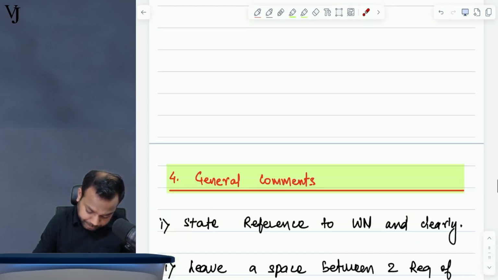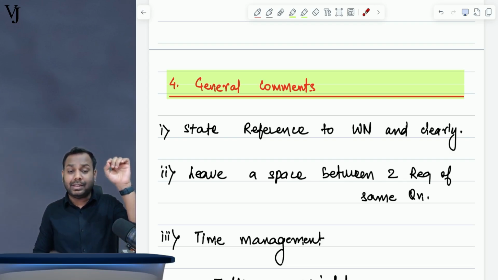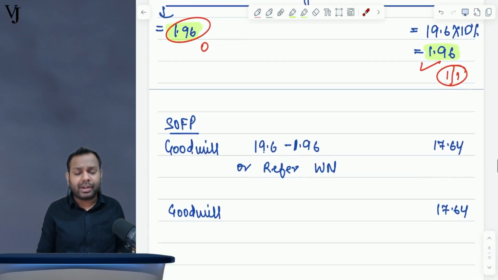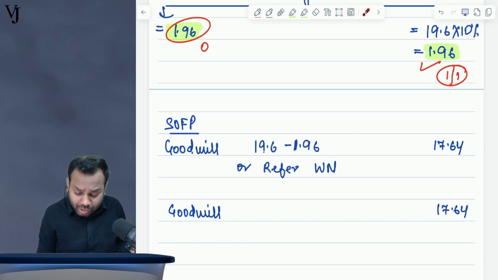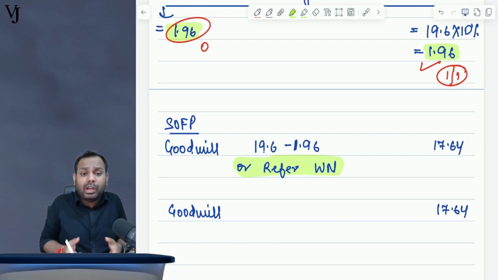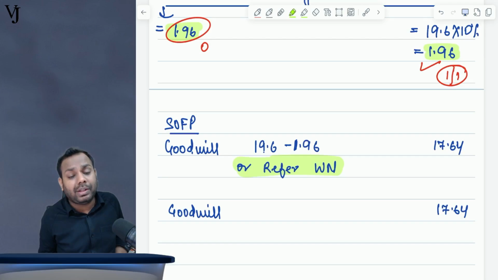So now moving further, general comments. The examining team is stating that students are not giving references. Let's suppose they have calculated goodwill in the working notes and in the SOFP they simply wrote 17.64 is the goodwill. So they should write here, refer following working note. Give the reference, without which how will the examiner know from where you have calculated this? So give the reference to working notes wherever you are using them.